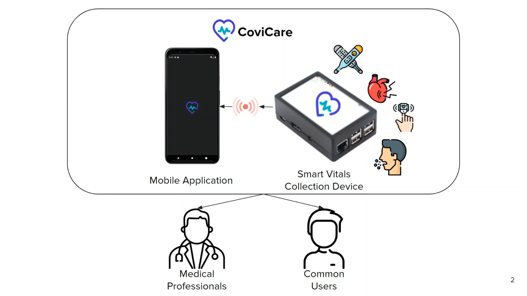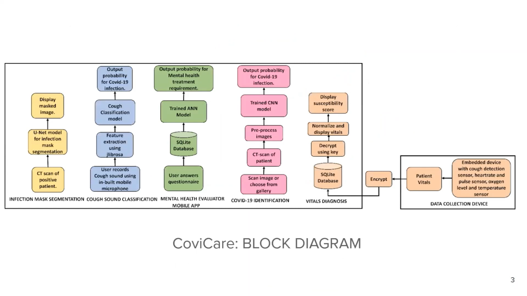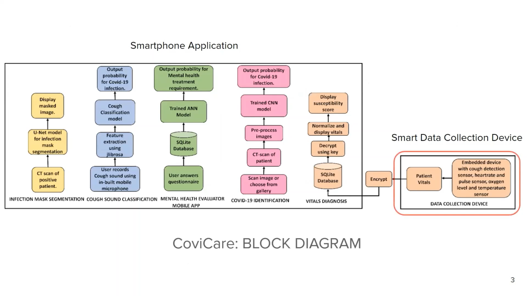Now we will have a look at the block diagram of our project. Our project comprises of two main components. First, Smart Vitals Collection Device, and second, Smartphone Application. The Smart Vitals Collection Device is an embedded device with a pulse oximeter, a temperature sensor, and a microphone. These are used to collect the user's vital signatures through an easy-to-use GUI application. These vitals are then encrypted using AES by a dynamically generated secret key and displayed as a QR code. The user can import these vitals data into our CoviCare application by scanning this QR code.